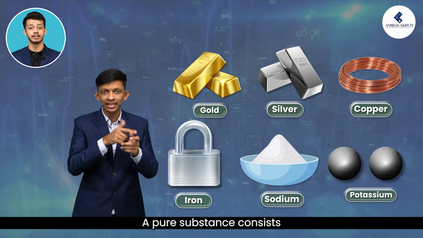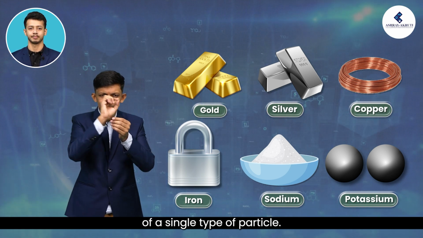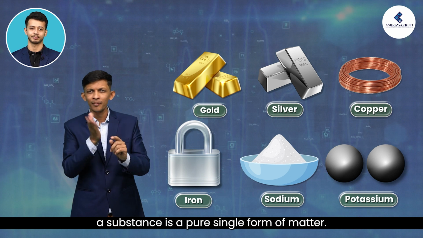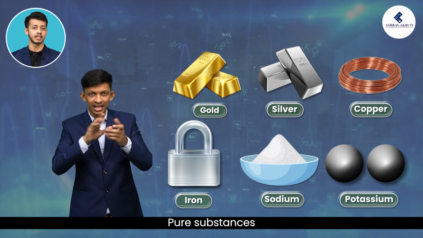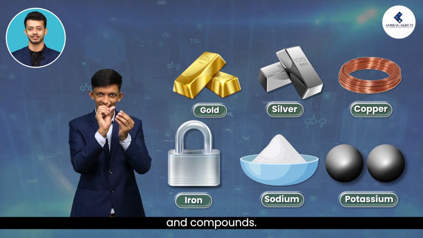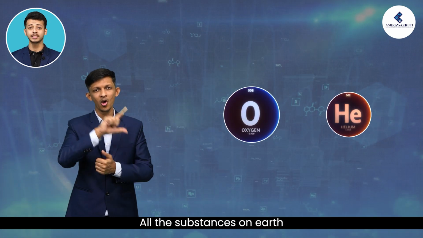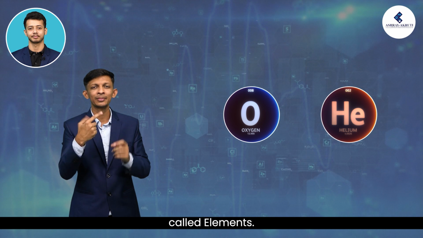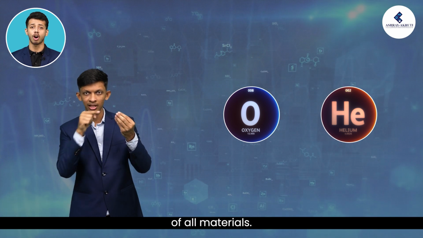A pure substance consists of a single type of particle. In other words, a substance is a pure single form of matter. Pure substances can be divided into two types, that is, elements and compounds. All the substances on earth are made up of certain simple substances called elements. Thus, elements are the building blocks of our materials.